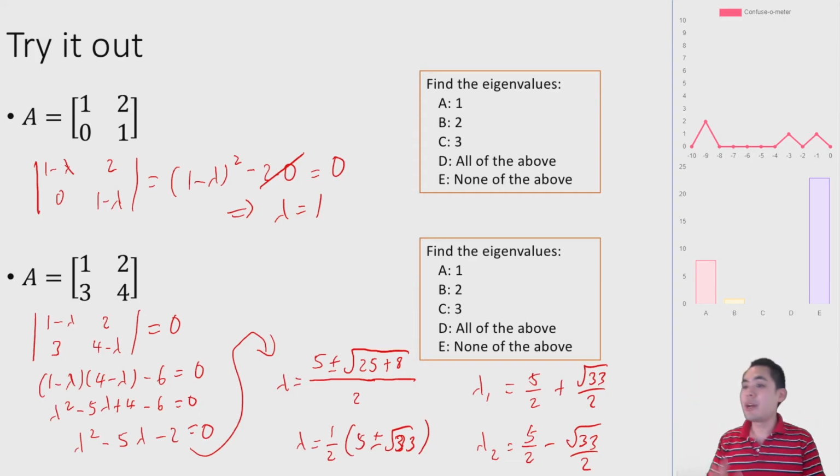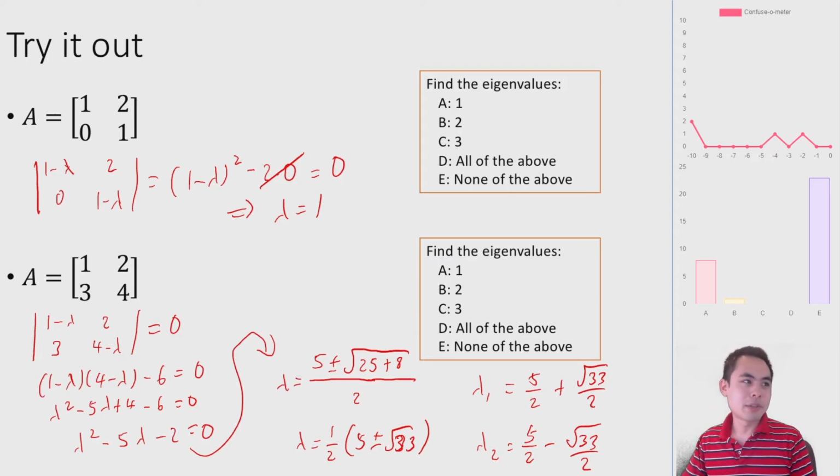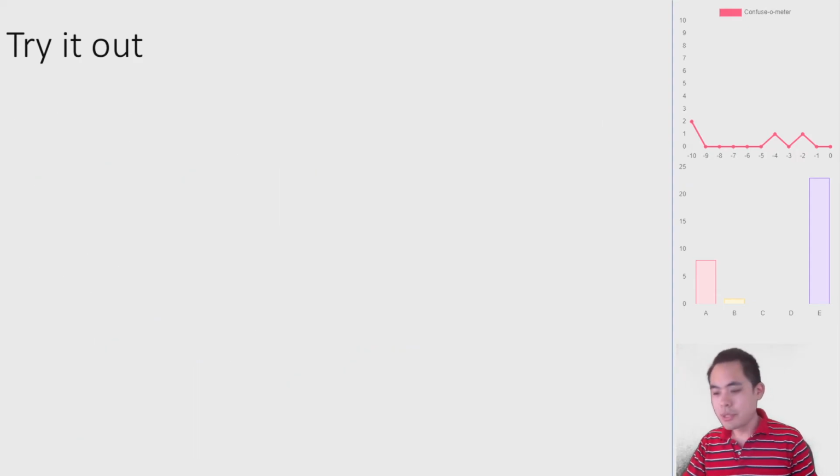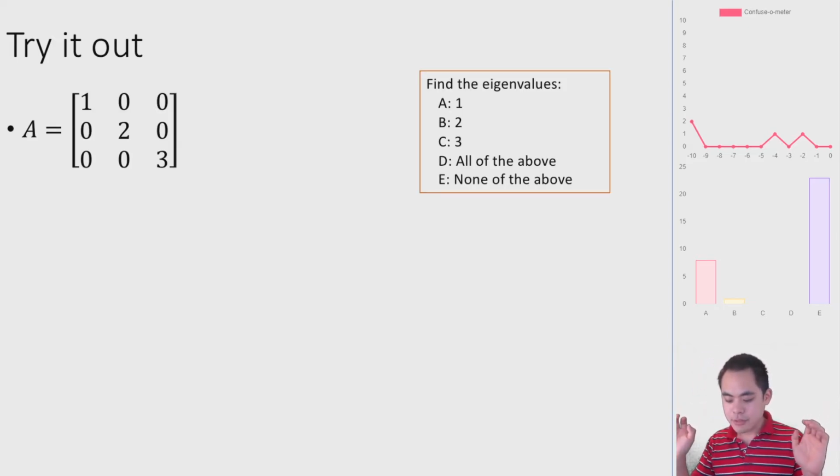We do have two eigenvalues, but I didn't give you those as options here. I think this might be one of the few times that none of the above has been the correct answer. So let's try it out again. So there's a trick to this one, but oh, sorry. Yeah. So find the eigenvalues.